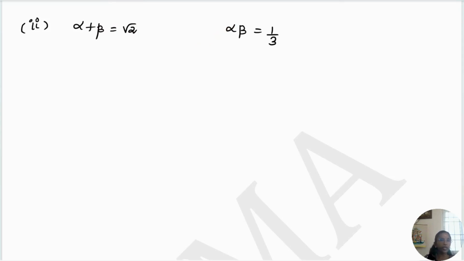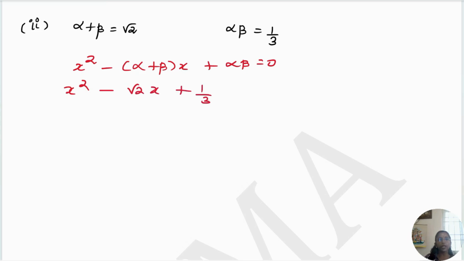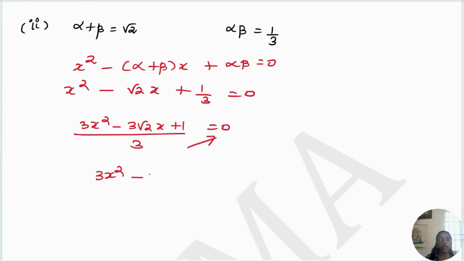Moving to the second subdivision, alpha + beta is root 2, alpha beta is 1/3. So we know our equation as x² − (alpha + beta)x + alpha beta is equal to 0. So x² − root 2 x + alpha beta is 1/3. So take LCM. So 3x² − 3 root 2 x + 1 is equal to 0. Do cross multiplication. So 3x² − 3 root 2 x + 1 is equal to 0. So this is our required quadratic equation.